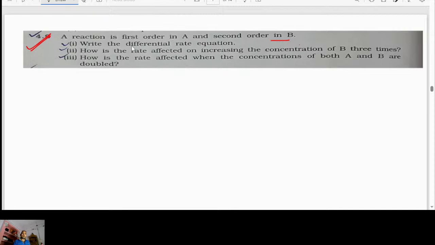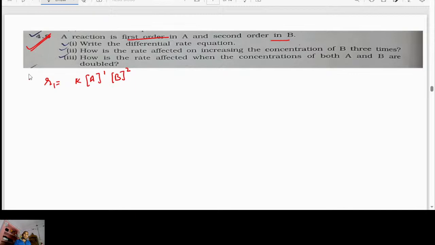So write the differential rate equation. They are saying the rate is given. In the rate form, with respect to A the reaction is first order, so the power is going to be 1, and with respect to B it is second order, so the power is going to be 2. This is supposed to be R1.